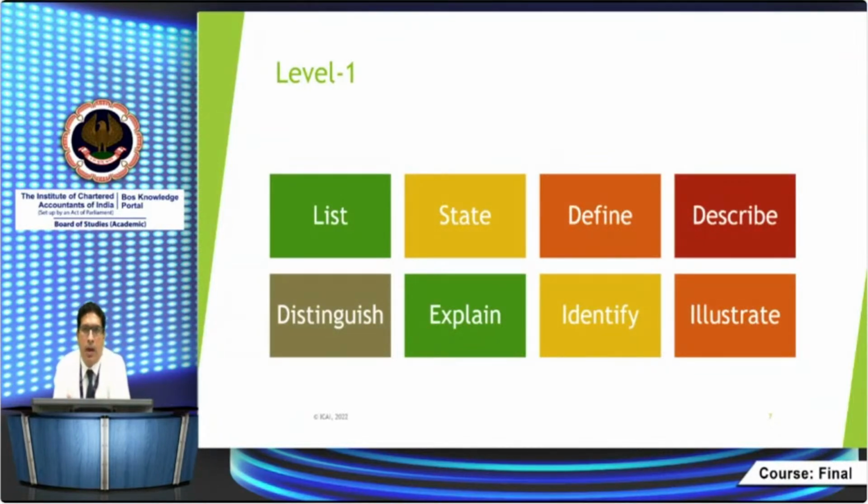List. Here you have to simply give a list. List means how many. Just give a list. Each of the points on the list should be stated in terms of a full sentence. Suppose a question requires you to list important factors affecting just in time, then you have to simply list down all factors one by one.